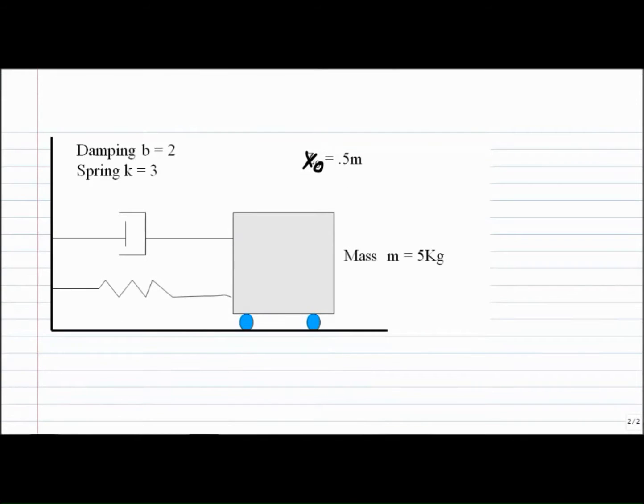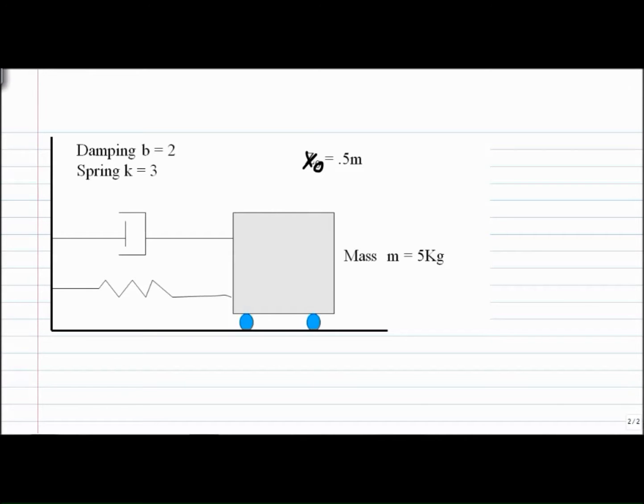So there is our spring mass damper. This box here is our mass. Sits on some wheels. It has a mass of 5 kilograms. Believe it or not, this is supposed to be a spring. I think I've already given you my this is why I'm an engineer, not an artist joke, haven't I?